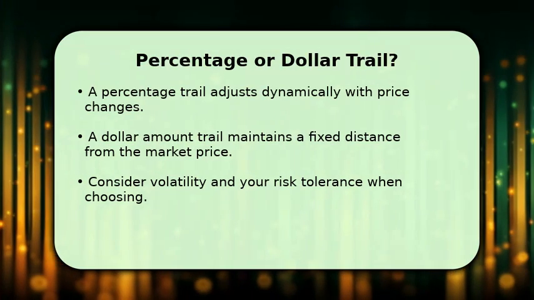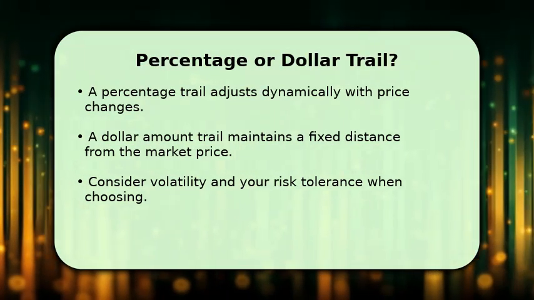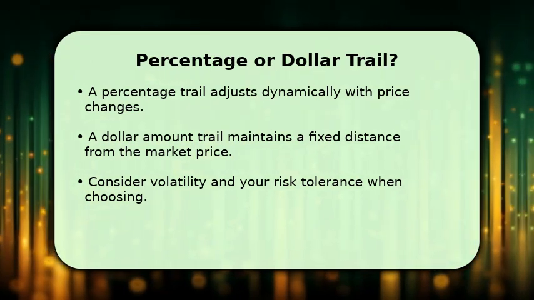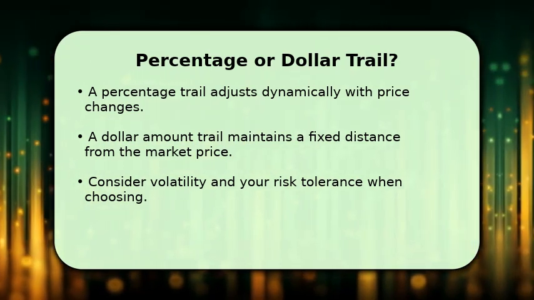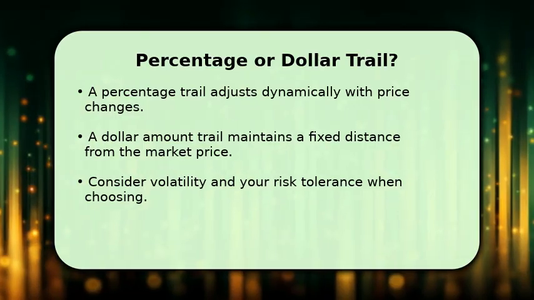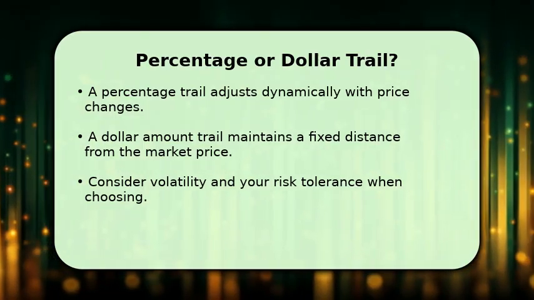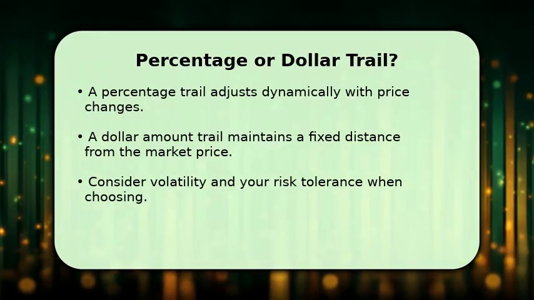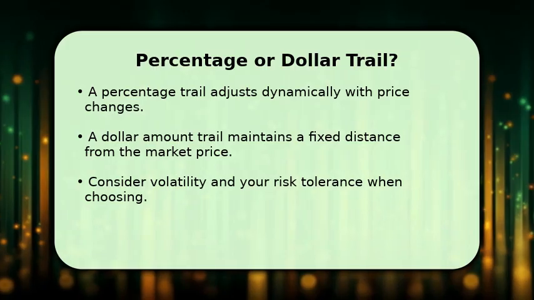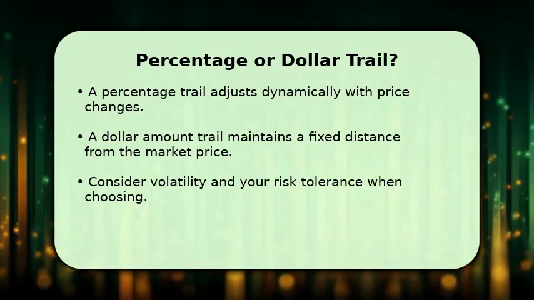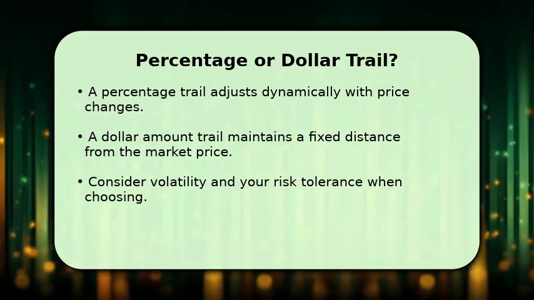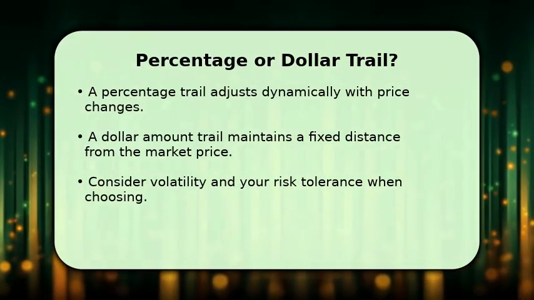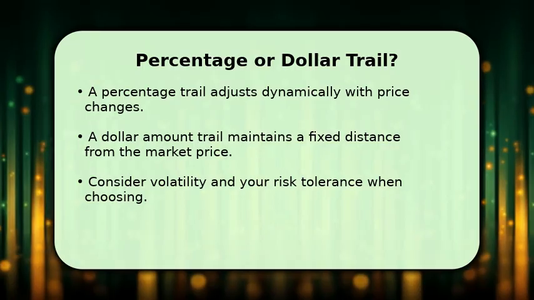When setting your trailing stop, you'll choose between a percentage or a fixed dollar amount. A percentage trail like 10% will adjust its dollar value as the stock price changes, maintaining a consistent proportional distance. A dollar amount trail, for instance, $5, will always stay that exact distance from the market price. Consider your stock's volatility and your personal risk tolerance to decide which method best suits your trading strategy.